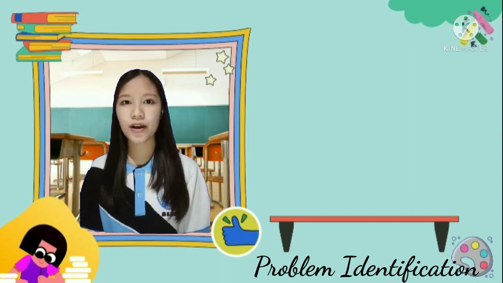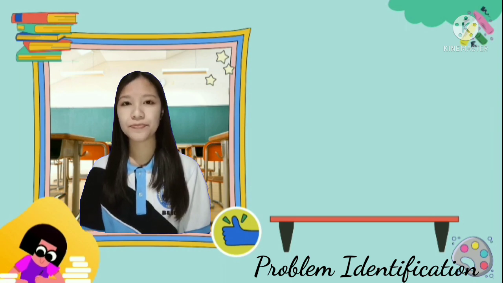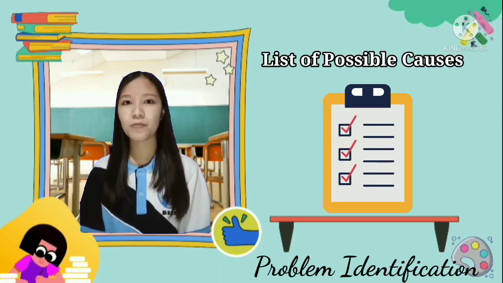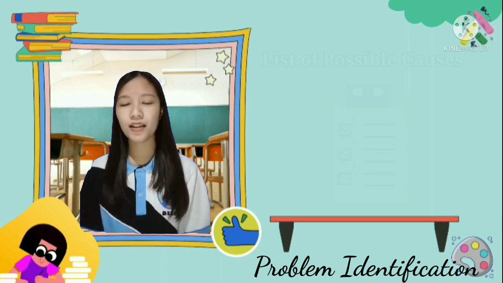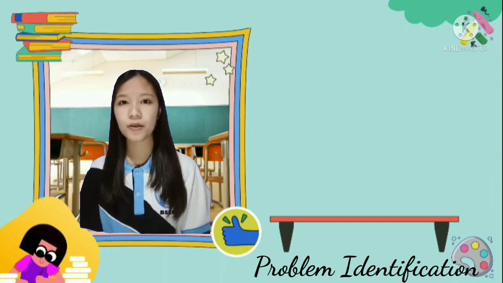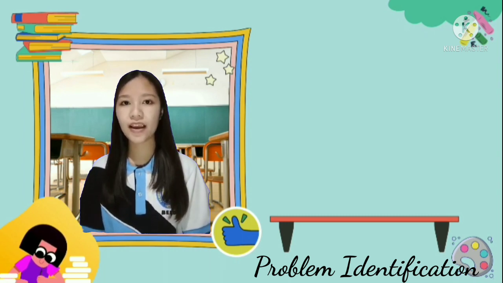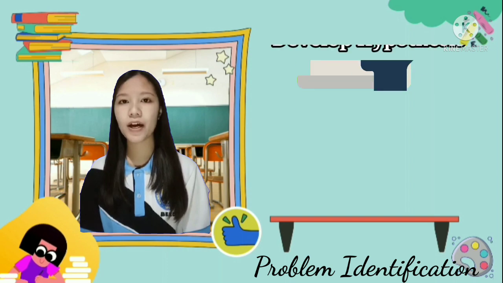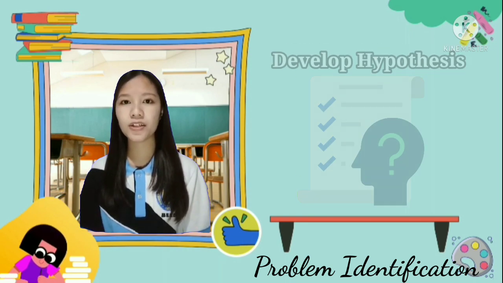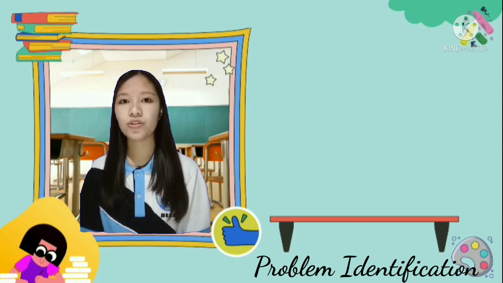Our group will write the problem statement after we identify the research problem. We will create a list of possible causes for the specific problem that we've chosen and select the most likely cause from among them. After that, we will start thinking about what concrete action we can take by developing a hypothesis that specifies which immediate action could be taken to resolve the problem.